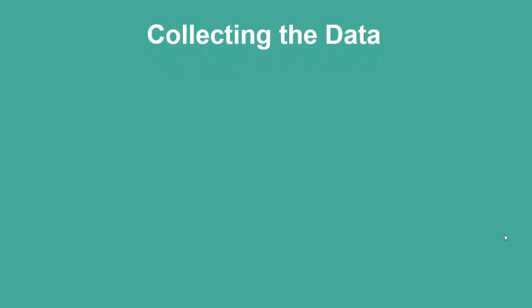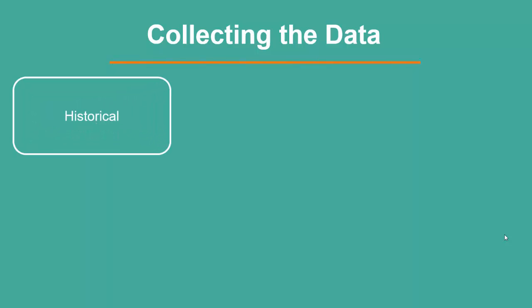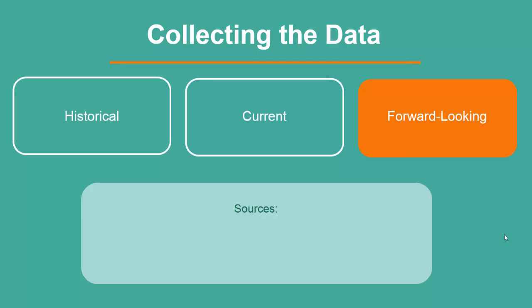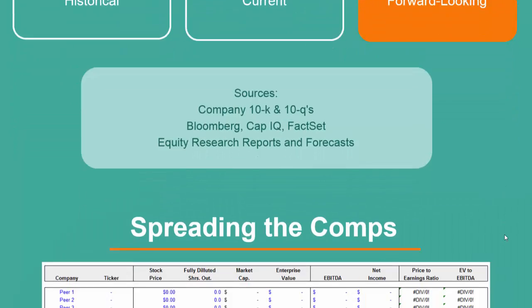The third step in the comps analysis is collecting the data. You can look at historical data, current data, or forward-looking data, but we typically look at forward-looking for comps analysis, or most types of valuation methodologies. The sources for this are going to be the company's 10Ks and 10Qs, Bloomberg, CapIQ, FactSet, any type of business information database, and finally equity research reports and forecasts.